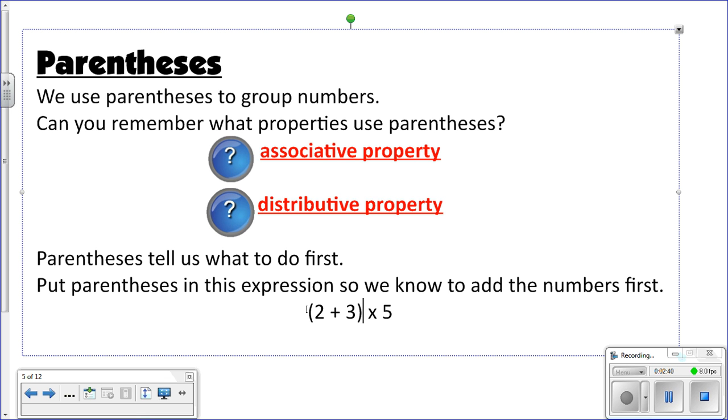That way whenever I solve the problem, I know that I need to do 2 plus 3 before I multiply by 5. So go ahead and make sure that you draw in or write in your parentheses around the 2 and the 3 because this means we need to add before we multiply.